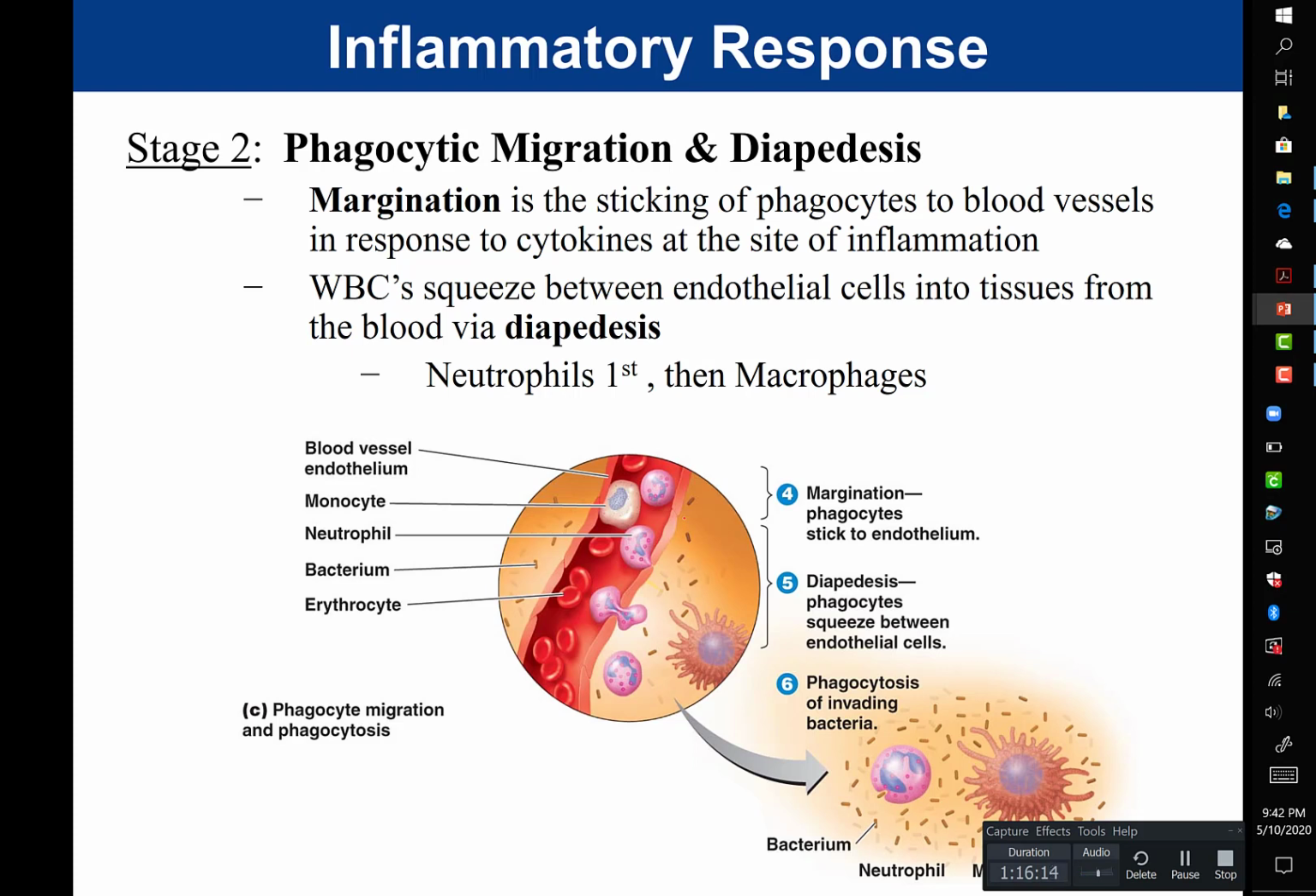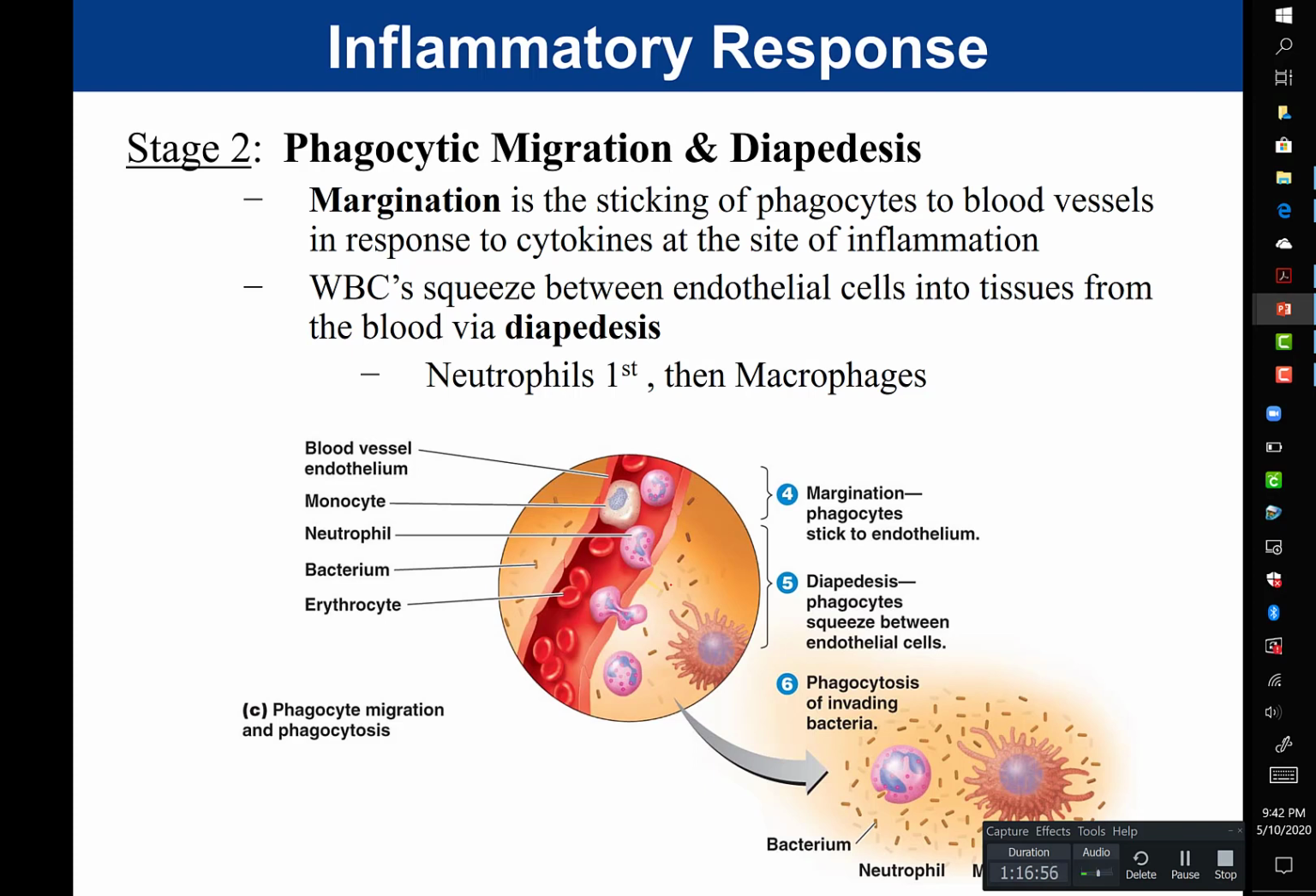That's that margination. And then the white blood cells are going to squeeze between the endothelial cells into the tissue from the blood via diapedesis. So diapedesis is when the white blood cells squeeze their way out of the blood vessels. And again, that can happen because the blood vessels get increased permeability. They're going to squeeze through the endothelial cells, so squeeze through the blood vessels and get into the tissue fluid where the microbe is found.